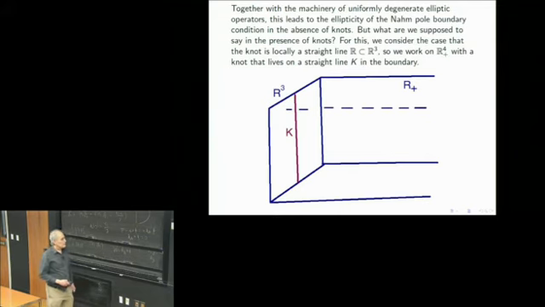So for this, we considered the case that the knot is locally a straight line in R3. So we work on R4 plus with the knot that lives on a straight line in the boundary. So here's the picture. Here's R3 schematically. Here's R plus. And any knot looks locally like a straight line. So the basic case is to understand first the case of a straight line.